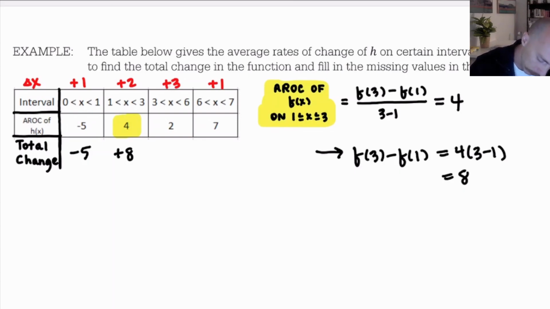For the other ones, +3 multiplied by 2 would be a net increase of 6, and an average rate of change of 7 over an interval of width 1 is just going to cause me to increase by 7.